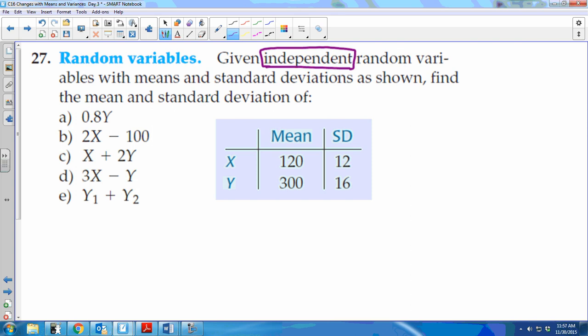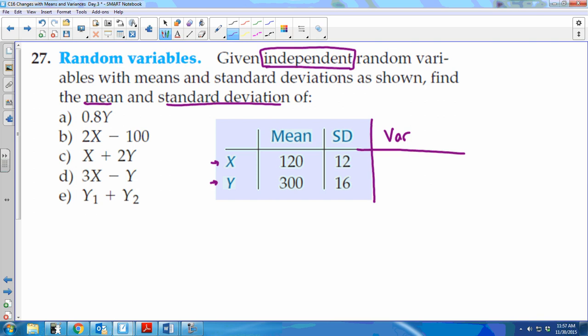Okay? And it says with means and standard deviations as shown, find the mean and standard deviation of, and it gives us 5 different things we're doing. So the mean and standard deviation of x and of y. I'm going to go ahead and add in the variance as a column because we're going to need that to answer some of these questions.